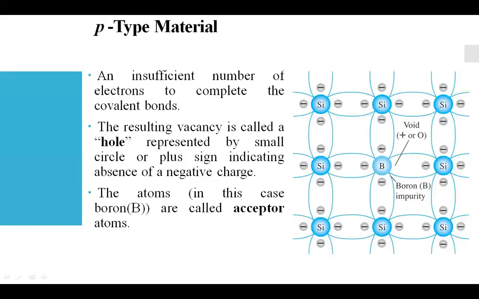Now this is the structure given here, with silicon and boron. You can say that you have one void over here, there is no electron over here. This is what we call the void, and that will create a hole, actually a positive polarity. So if you have an insufficient number of electrons to complete the covalent bond, there is a vacancy because of that hole, which is represented here with the red circle in this diagram, or you can represent it with the plus sign also. When the electrons are absent, you can represent it with the plus sign, indicating the holes.